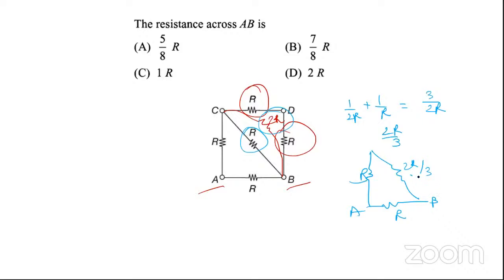Now these both are in series, by which we get 5R by 3. And now 5R by 3 and this R are in parallel, which gives us 3 by 5R plus 1 by R equals 3 plus 5, that is 8. And inverting it, we get 5R by 8. This is the net resistance across AB, which is the option A. So in this, we cannot remove the R connecting between C and B because it's a balanced Wheatstone bridge.